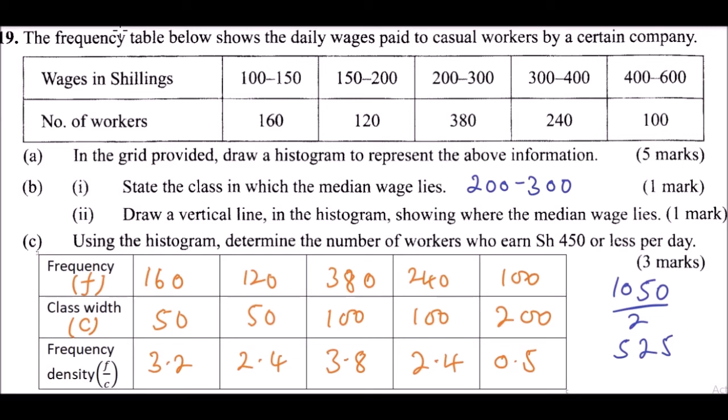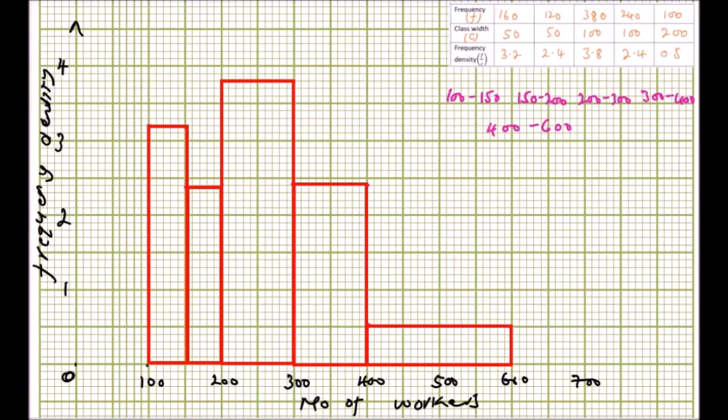So the median wage rises at 525. Let's go back to the grid and do that. To get the median mark, we take 600 minus 100, the highest data and the lowest data. You'll be able to come up with 500. We divide by 2, and that is 250.